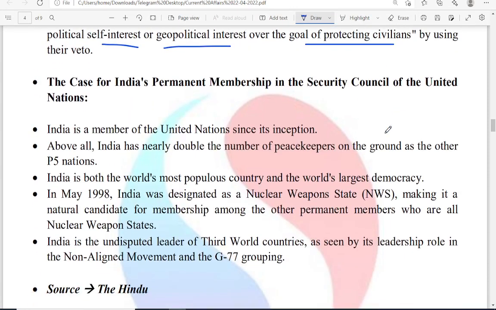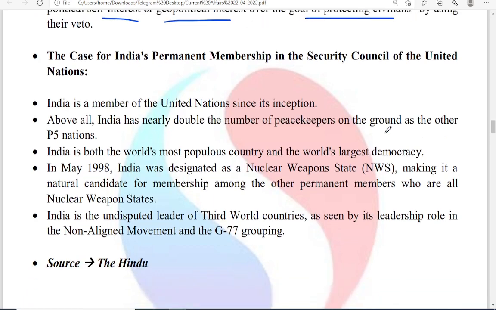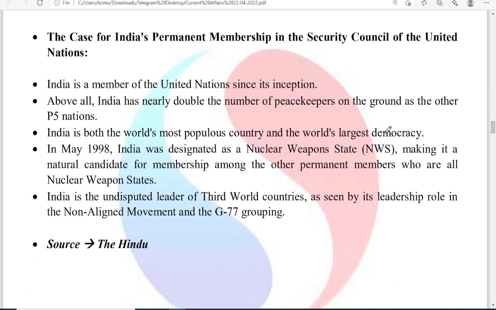So what then is India's stand? For many years India has been hoping to become one of the permanent members of the United Nations. It wanted a permanent seat in the United Nations and also the veto power. Why? Because India has been a member of the United Nations since its inception in 1945. And above all, India is supplying almost double the number of peacekeepers than all the P5 nations put together.